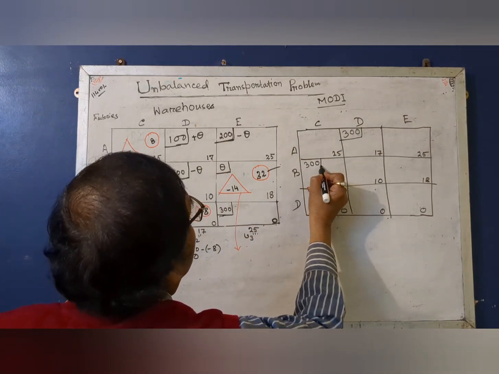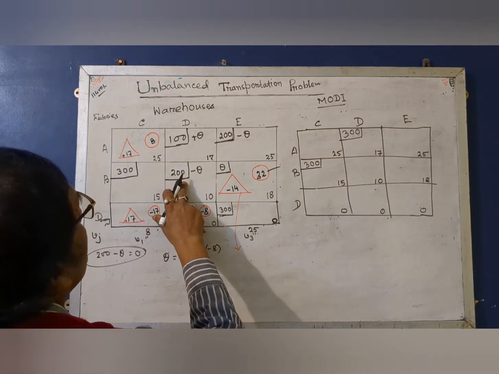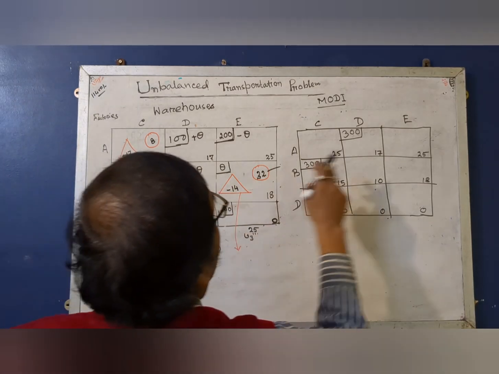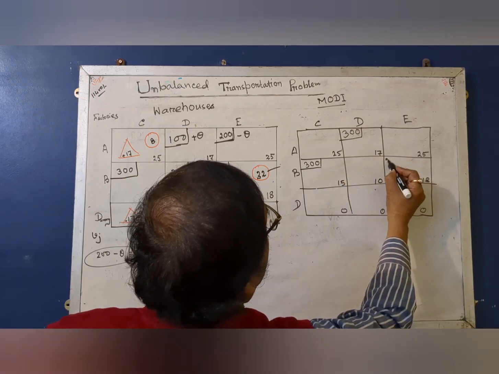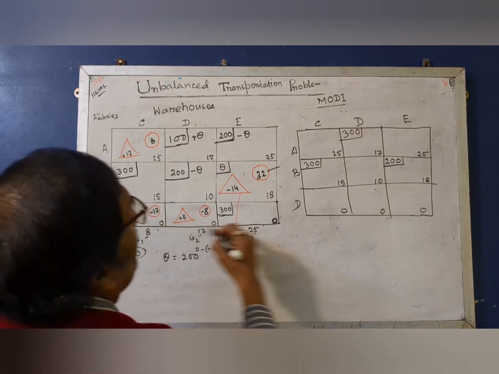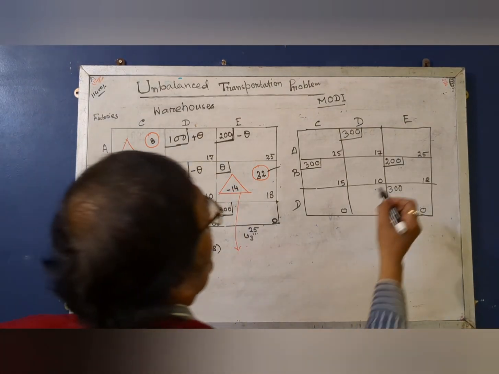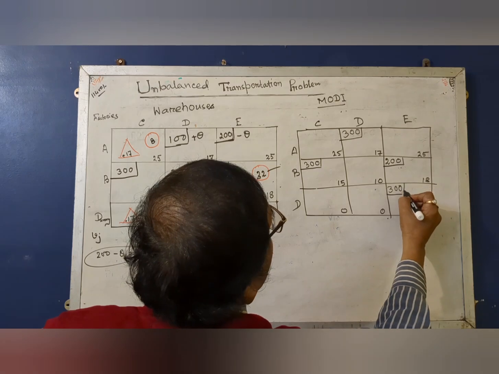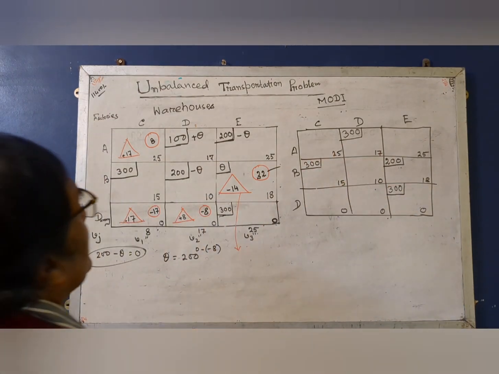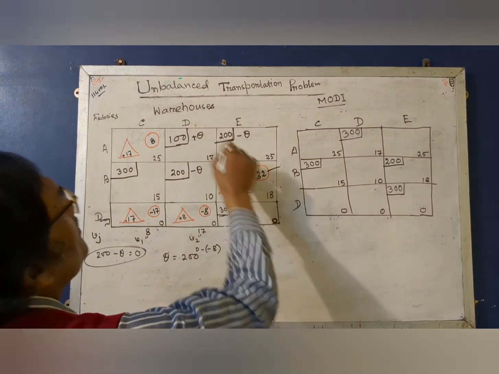200, 300, and in this case again it is 0. Again it is 0 because 200 minus 200 is 0. I am not writing anything here, but here it is 200. Theta is equal to 200. And lastly, this is 300. Okay. So this is the revised matrix after inserting this variable, because this is not the optimum table.